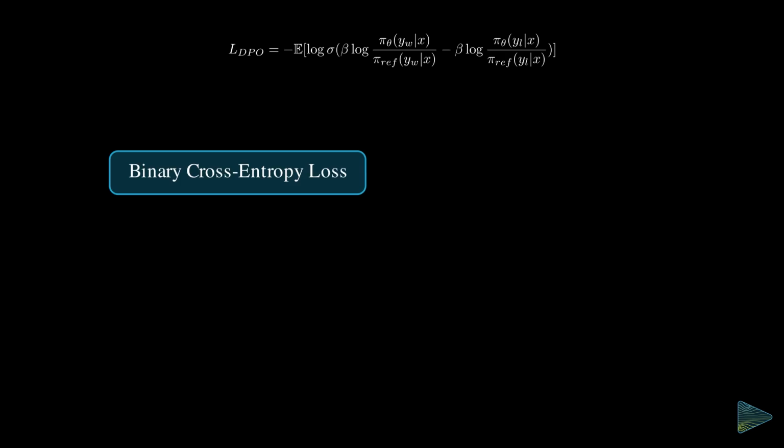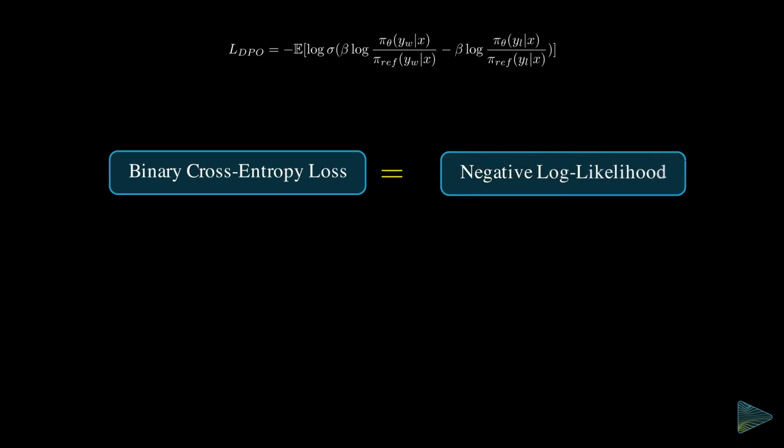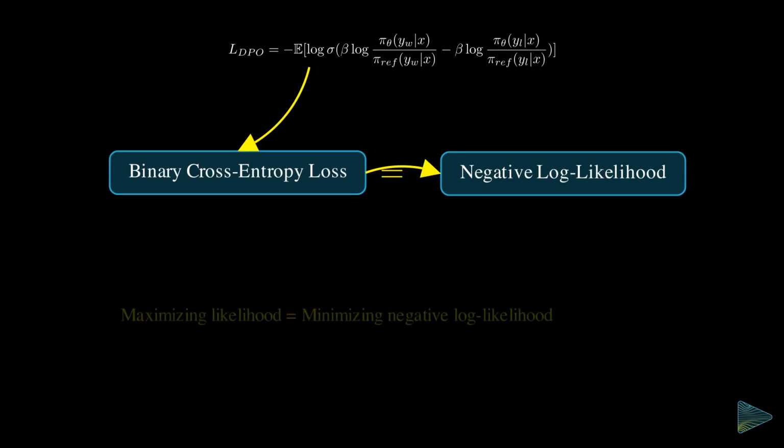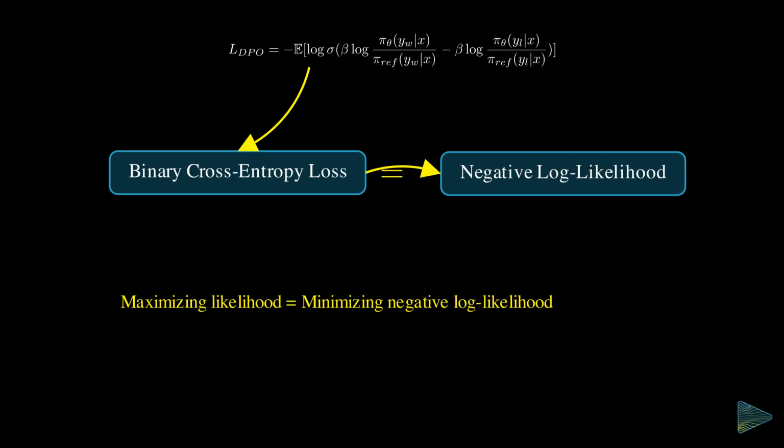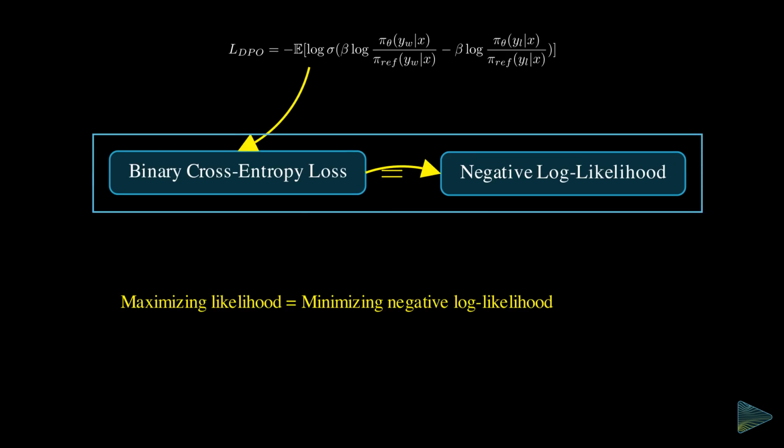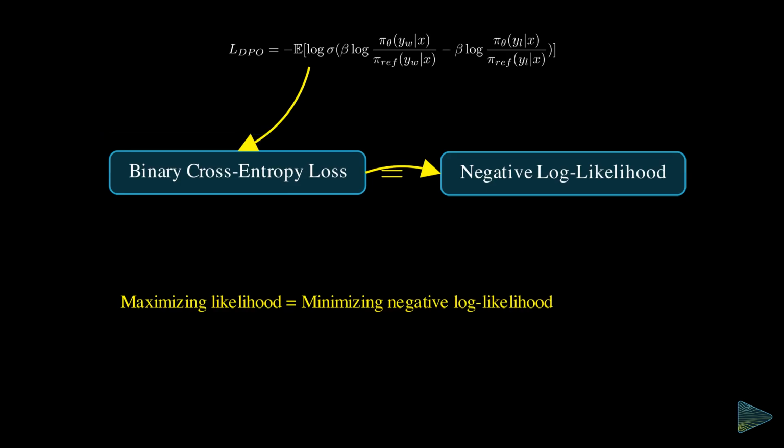Maximizing the likelihood of observed preferences under this model is equivalent to minimizing a binary cross-entropy loss. The DPO loss function is the negative expected value of log sigmoid of the implicit reward difference. This is exactly the negative log likelihood of the preference data. We've seen this pattern before. Maximizing likelihood is equivalent to minimizing negative log likelihood. Here, we're maximizing the likelihood that our model correctly predicts human preferences, which is the same as minimizing this cross-entropy loss. It's standard supervised learning.